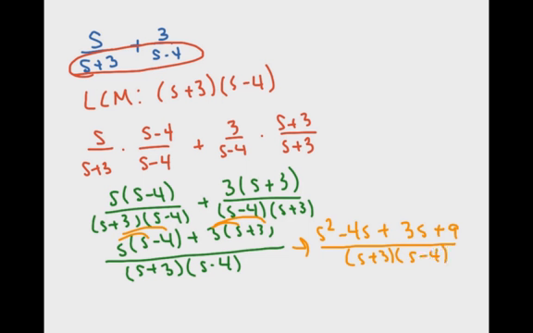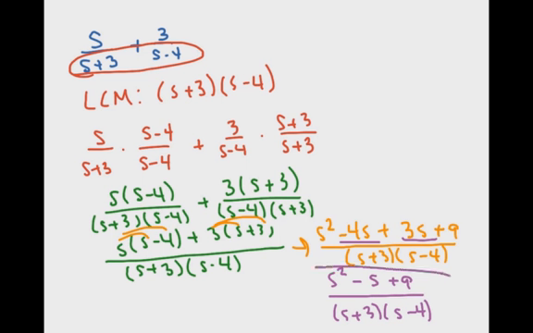Then we combine our like terms. So we get s squared, and we have s's here, we combine those, minus s plus 9 over s plus 3 times s minus 4. And on the bottom you can just leave them in the parentheses, you do not have to FOIL that out. And that would be our answer.